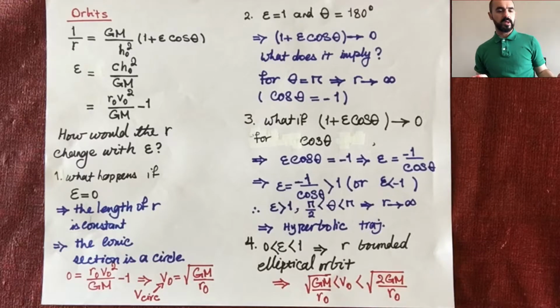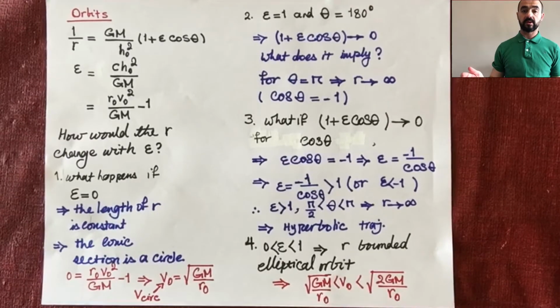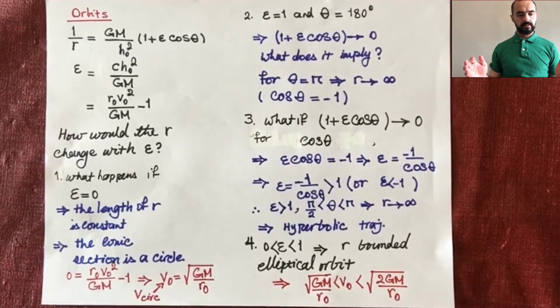So let's talk about orbits. We have already derived the trajectory of motion, the differential equation, and then the trajectory of motion for a satellite orbiting about, for example, Earth, or a similar object orbiting about one of the planets.